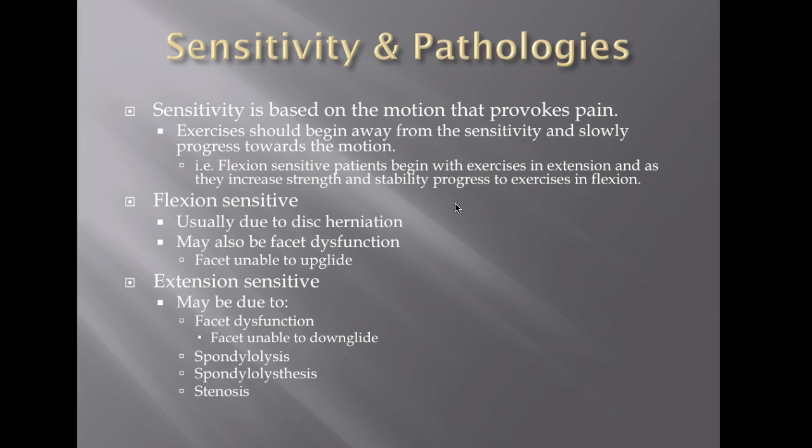So if they're having pain with bending over, with trunk flexion, then you're going to start with exercises that put them into extension. That's usually because if there's a disc problem, let's say the disc is bulging anteriorly, that means that extension exercises are going to aggravate that problem. So you'd want to start having them do flexion exercises.